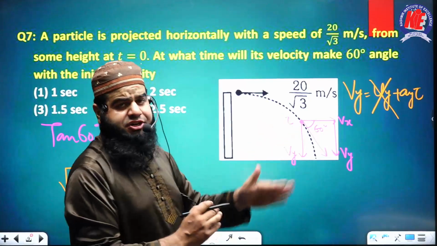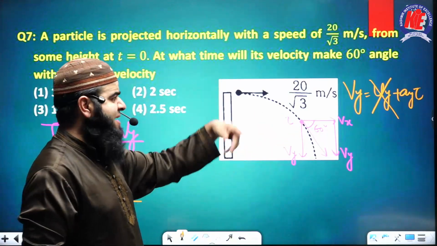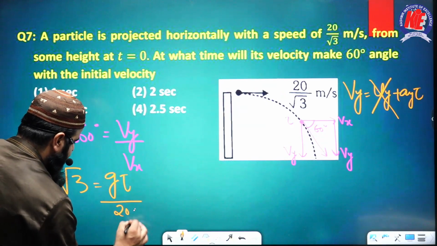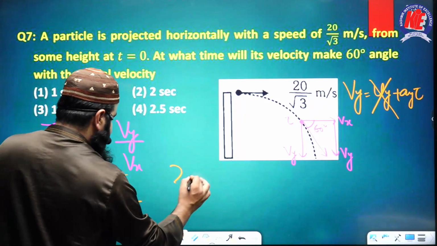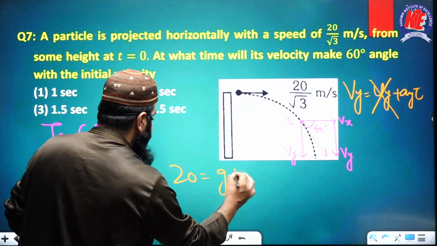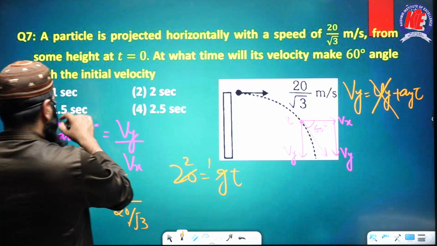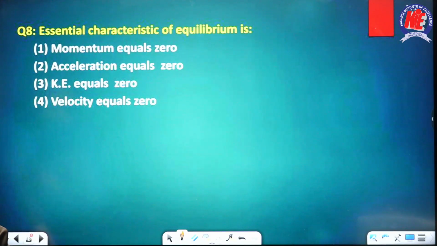Motion along the x direction is uniform, so at any time the horizontal velocity will be the same as the initial velocity along the horizontal direction, that's 20 upon root 3. Now time for simplification. 20 upon root 3 into root 3 is only 20, so it will be 20 is equal to g into t. Take the value of g as 10, so t is equal to 2 seconds is going to be the answer. Next one please.